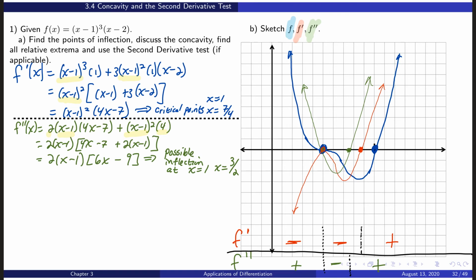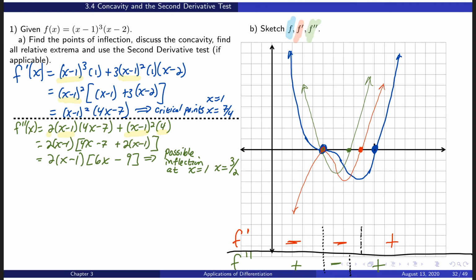So to sketch f prime and f double prime, f prime is just the function that has a root at 1 and a root at 7/4. So if the original function was 4th degree, f prime is going to be 3rd degree. There's a root here and a root here. You know that it's negative, has a root, remains negative, has a root, and turns positive.